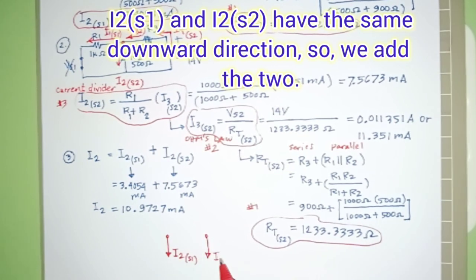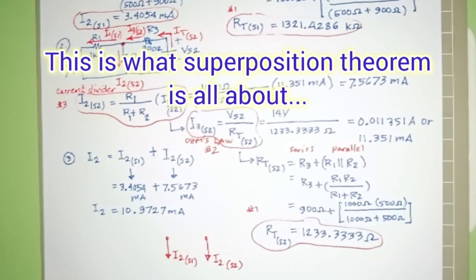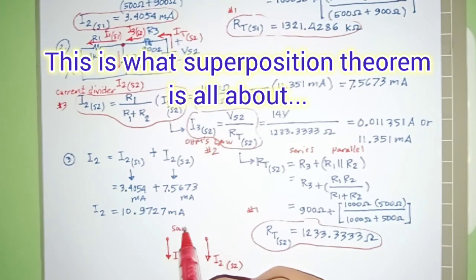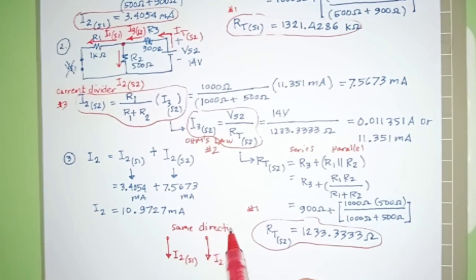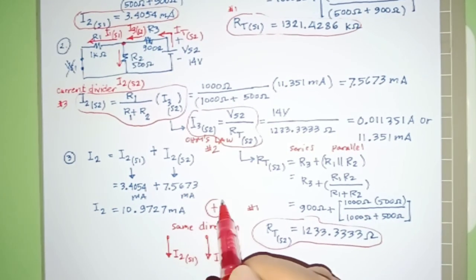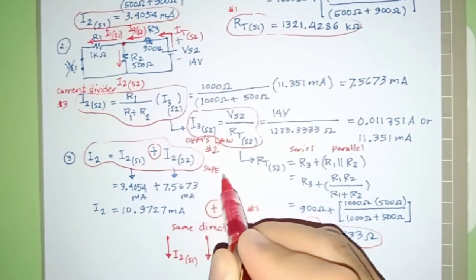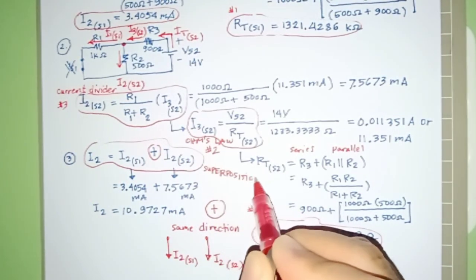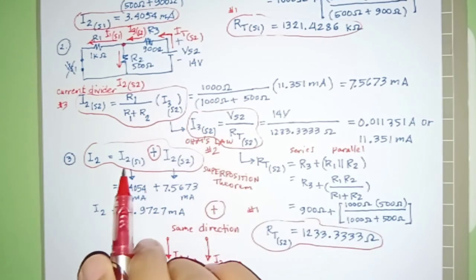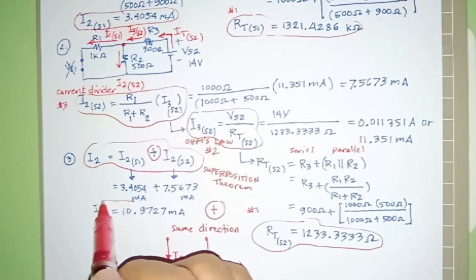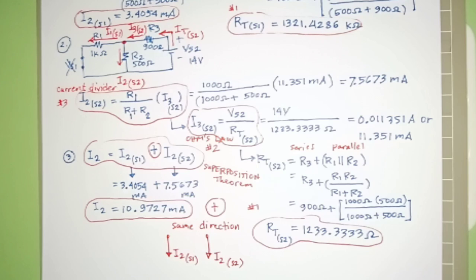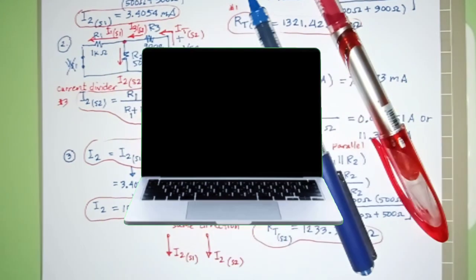So we have to choose between plus or minus, but in the superposition theorem, if the currents have the same direction, then it will be like signs. We will put positive, and so I algebraically add them, and this is what the superposition theorem is all about. Then finally, we got our answer of 10.9727 milliamperes.